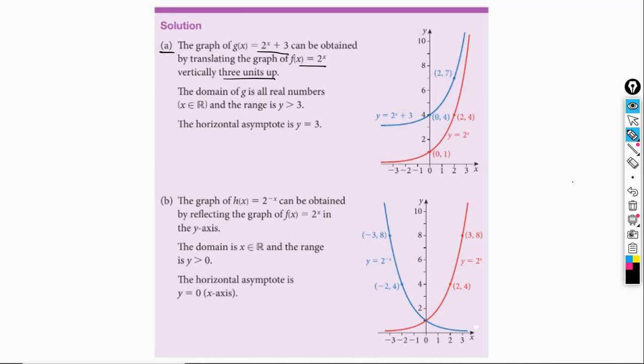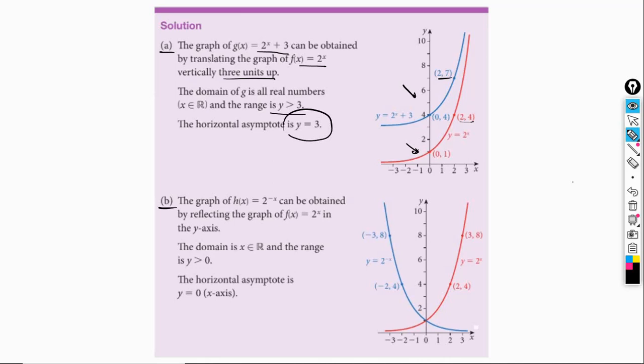Notice that here we have this point on the red line, which represents 2 to the x, with coordinate 0, 1, and then the blue line representing 2 to the x plus 3 now has coordinates 0, 4. And then what used to be 2, 4 is now 2, 7. Now we're going to have that the domain of g is all real numbers, and the range is now going to be y greater than 3, and obviously the horizontal asymptote is now going to be y equals 3.